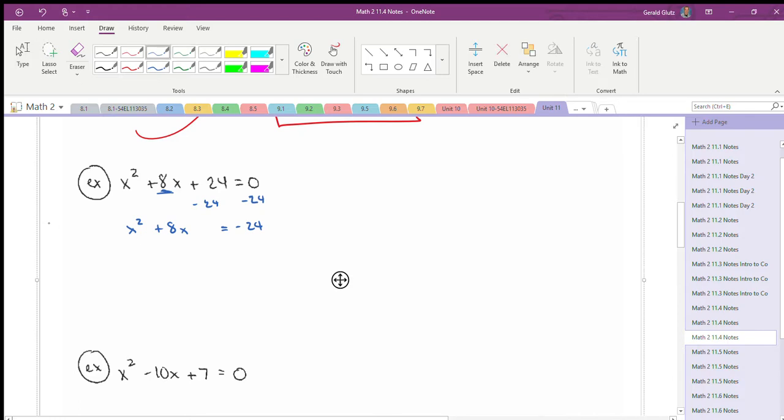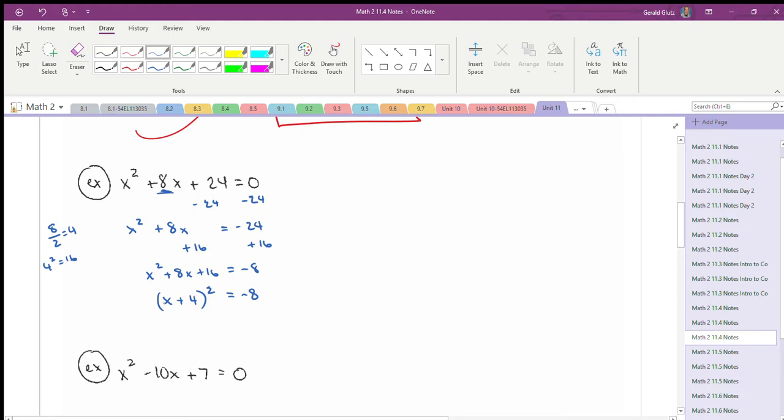So I take half of b, which is 4, and then I square it, which is 16. So I have to add 16 to both sides. So x squared plus 8x plus 16. Negative 24 plus 16 is negative 8, so equals negative 8. So I know this side will factor to a perfect square, so half of 8 is 4 and the square root of 16 is 4, so it'll be x plus 4 squared equals negative 8.